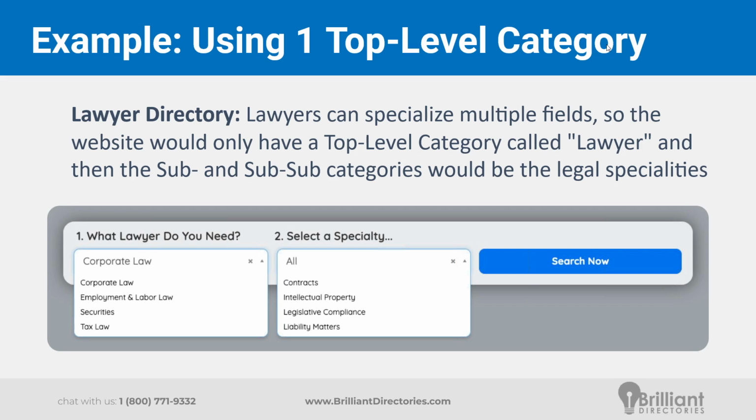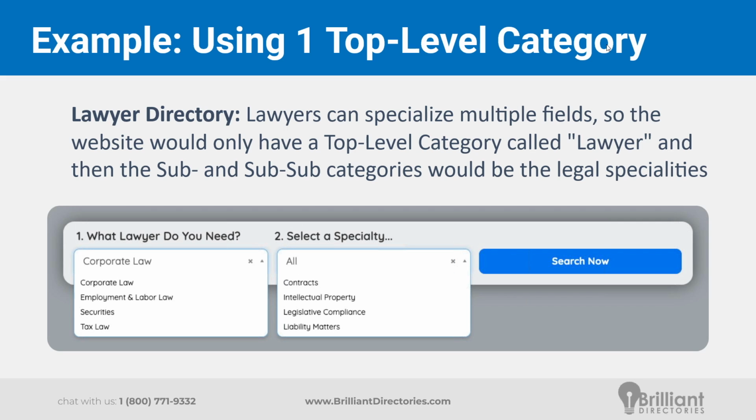So for a lawyer or attorney directory, all the website is for is to find lawyers or attorneys. Lawyers can specialize though in multiple fields. So the website would only have one top level category called lawyer or attorney, legal professional, something like that, really broad. And then the subcategories would be the legal specialties that the members actually practice.